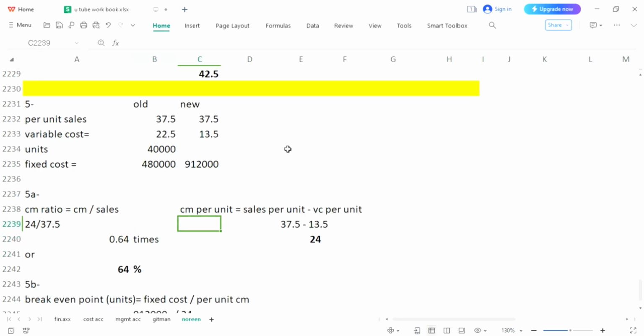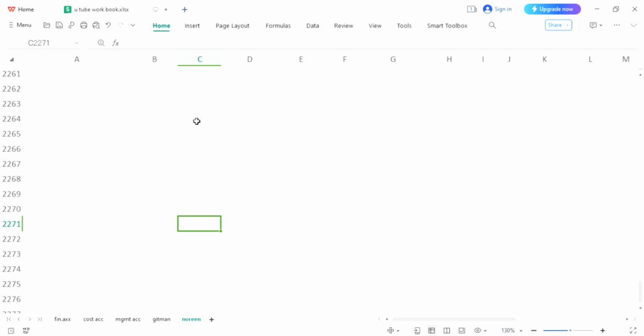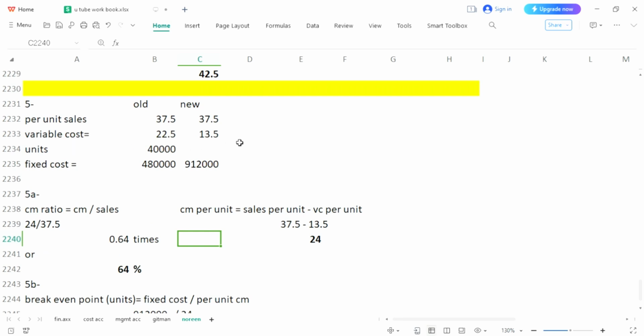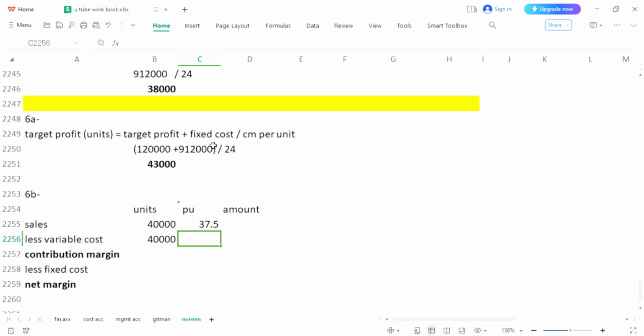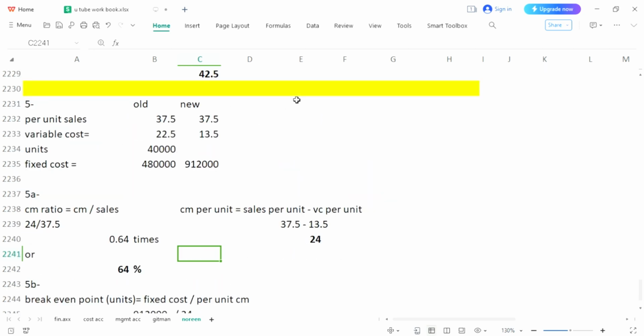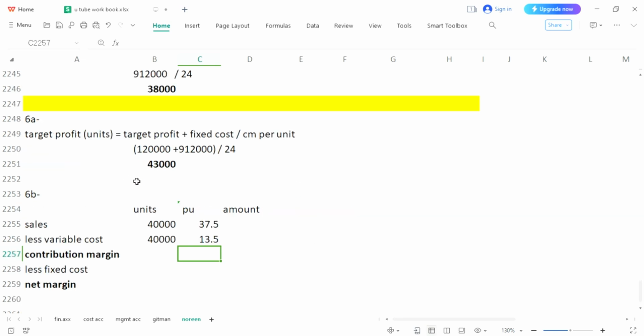And in part 5, the new per unit sale price is 37.5. Put 37.5 over here. The new variable cost was 13.5, so we are putting 13.5 over here. Once again we are going to see the question. You can see, refer data in 5. So everything which was present in 5th we are using the same in 6th point.